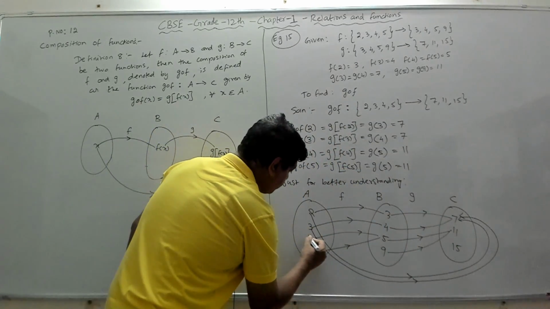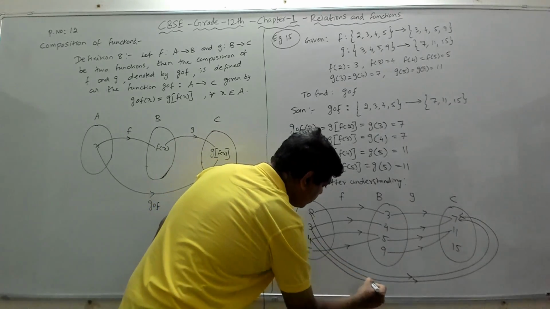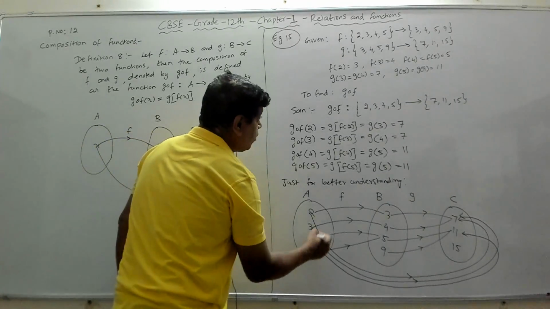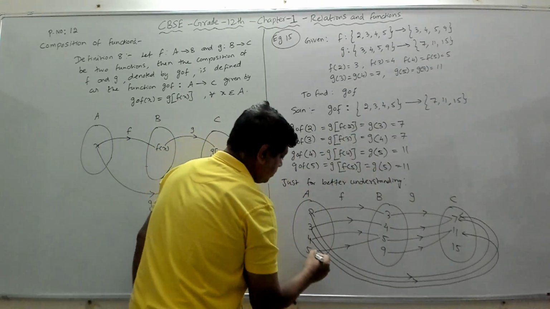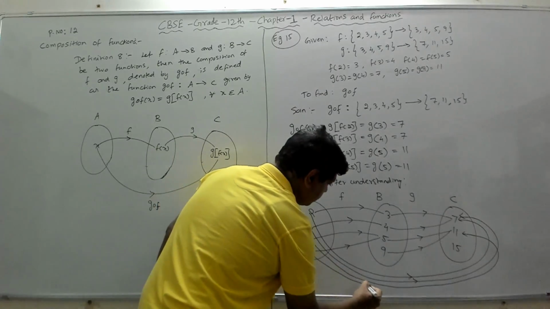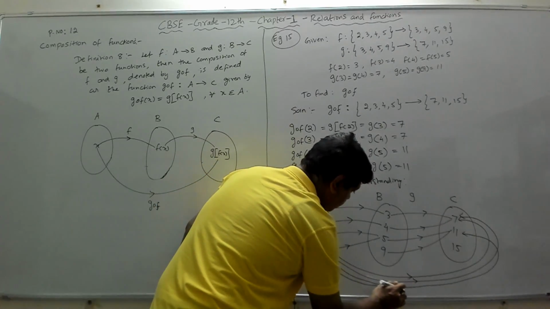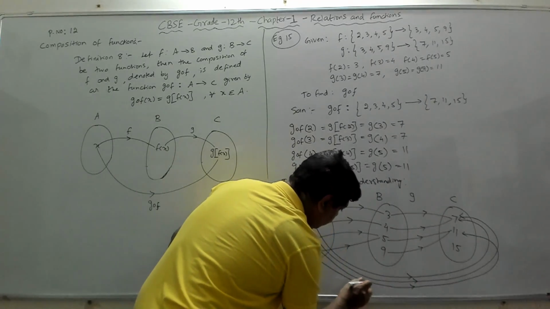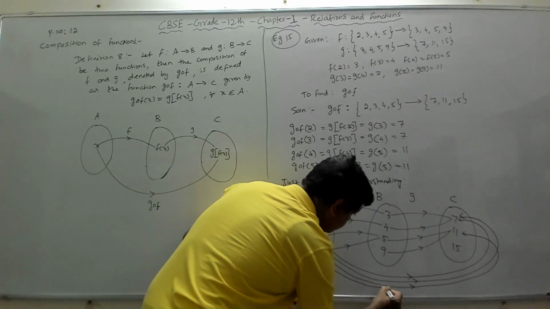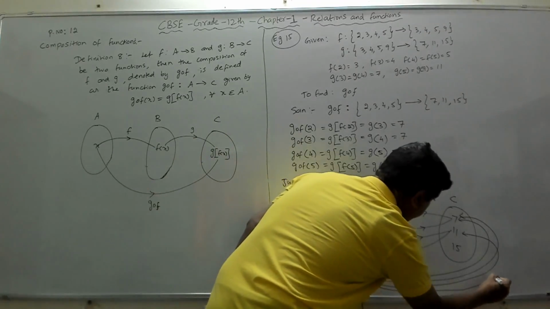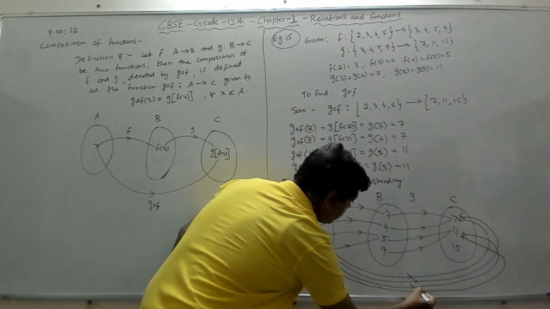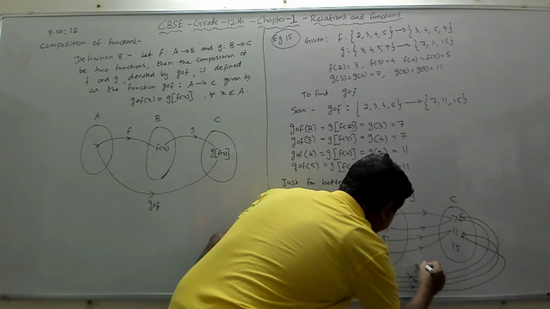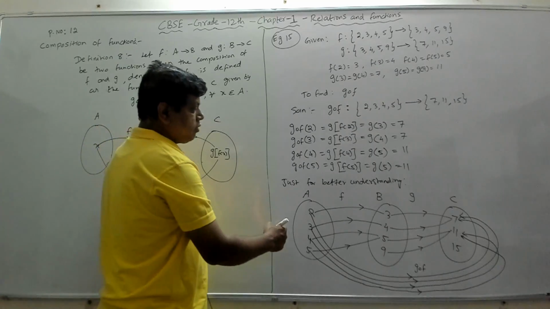4 goes to 11. And again even 5 also goes to 11. So this is your function G of f. You see that?